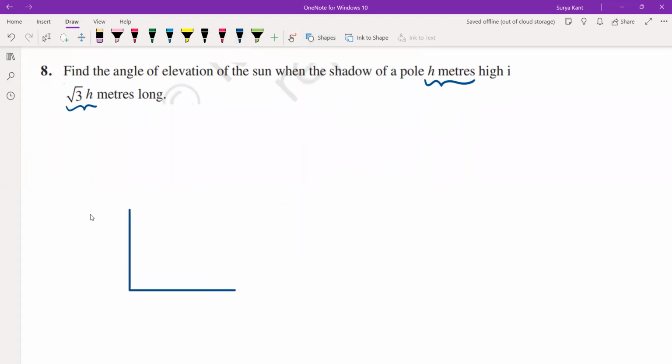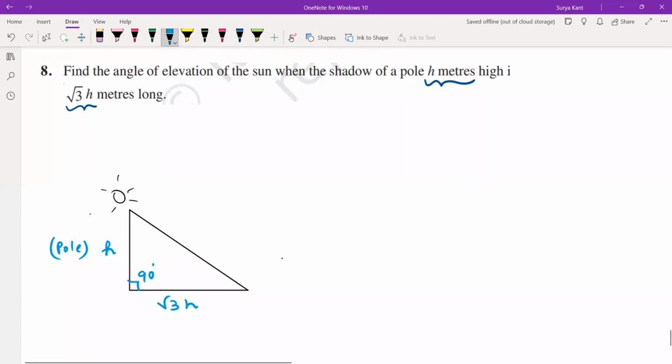Okay. See what is given in the question here. If the sun is here, right? Sun is here. Find the angle of elevation of the sun when the shadow of a pole. See, a pole is always on a straight line. Try to understand here, this pole is h meter. This is what? Pole. Pole and all will be a straight line. If the sun falls, the shadow will be like this. Shadow will be this one, √3h. So understand why I'm writing only this is h and this is √3h. Is this clear?